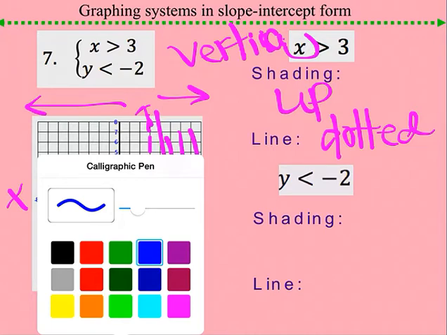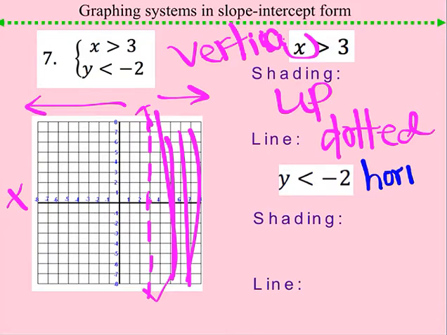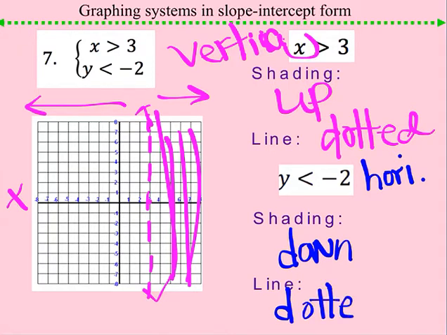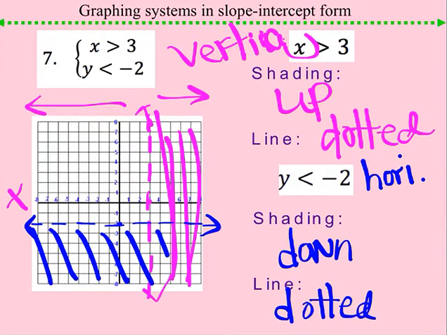Now, when we have things that are just a y, that means it's going to be horizontal. I'm just going to abbreviate that, okay? Our shading is facing away from the y, so we're going to shade down. And there's no line underneath the inequality, so it's going to be dotted. When I draw that horizontal line when it's just a y, I'm going to find my -2 on the y-axis, and I'm going to have a horizontal dotted line going through that y. Then I'm going to shade down from that area.